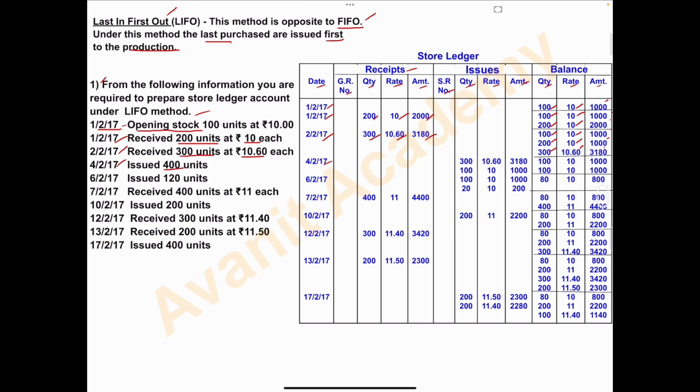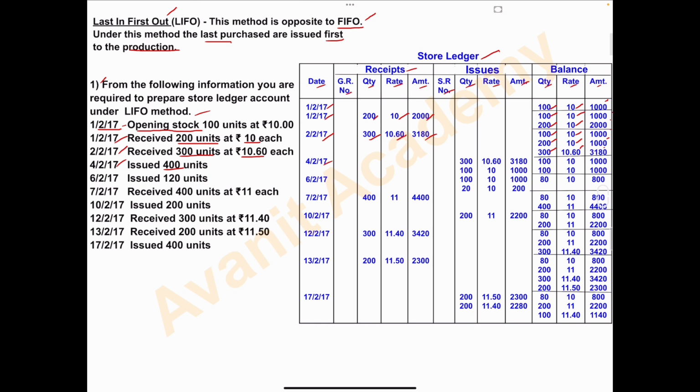This column need. So total how many units we have to issue? 400. See the previous balance, what we have? 100 units, 200 units and 300. We are preparing store ledger account under which method? LIFO method. So according to LIFO method, what we have to do?